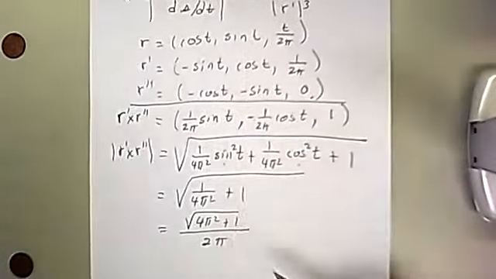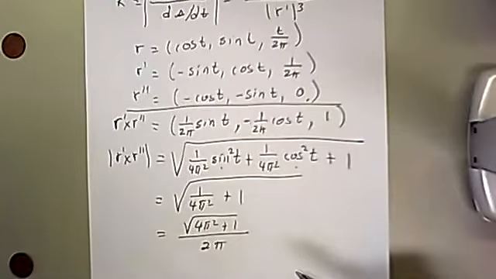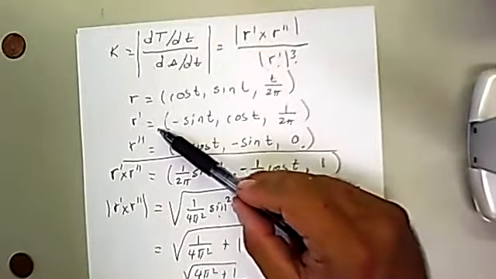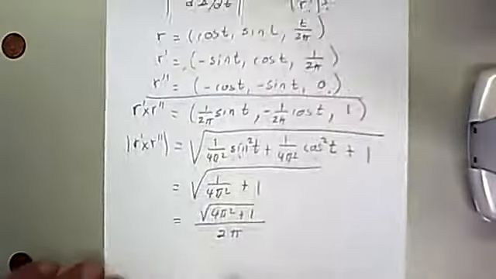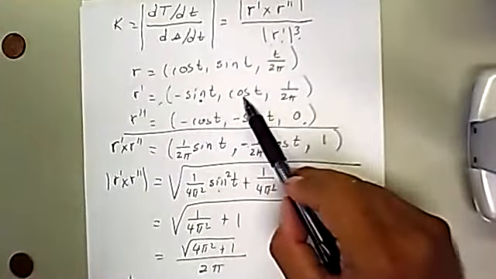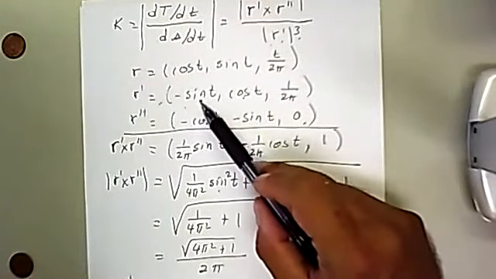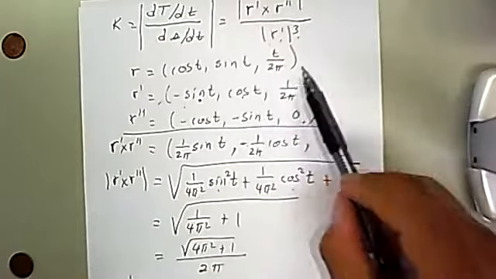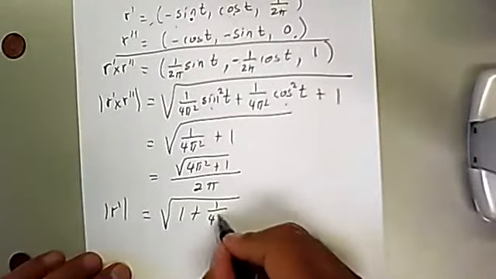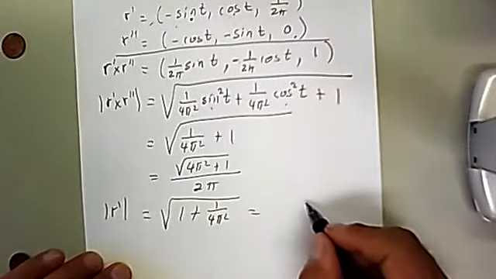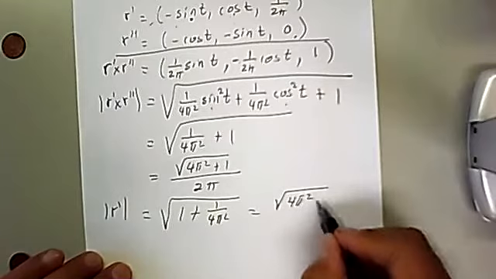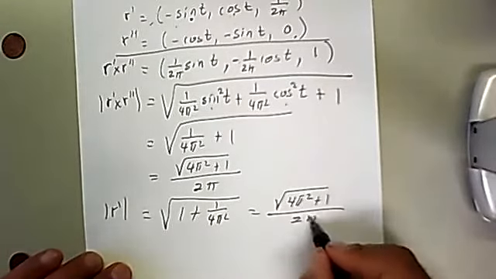So this is a sort of a neat, clean computation. We haven't finished yet, though. Let's finish this up. R prime cubed. So there is R prime. The magnitude of R prime is sine squared plus cosine squared. The negative cancels. So when we square sine squared plus cosine squared, that is 1, plus 1 over 4 pi squared. And again, we end up with 4 pi squared plus 1 over 2 pi.